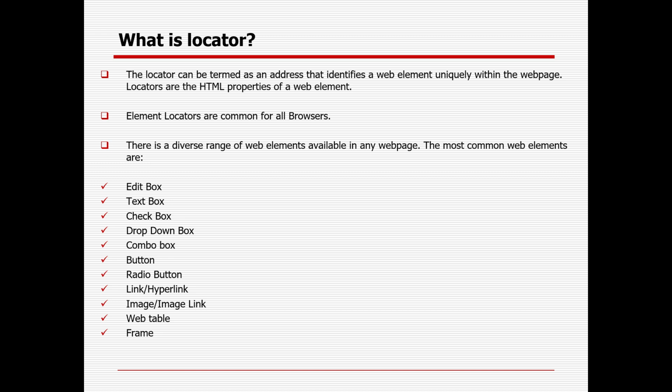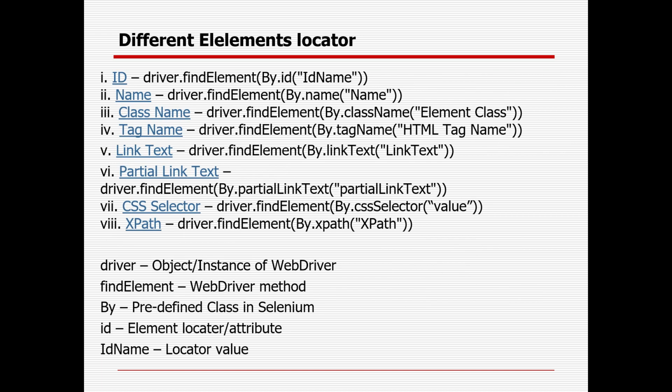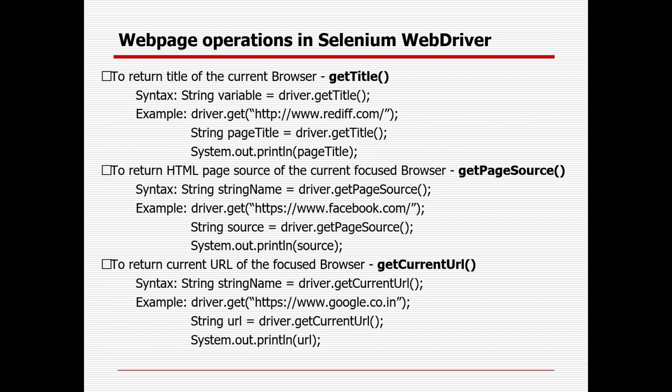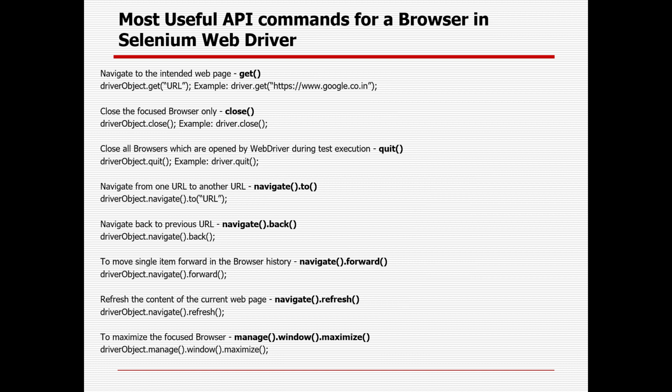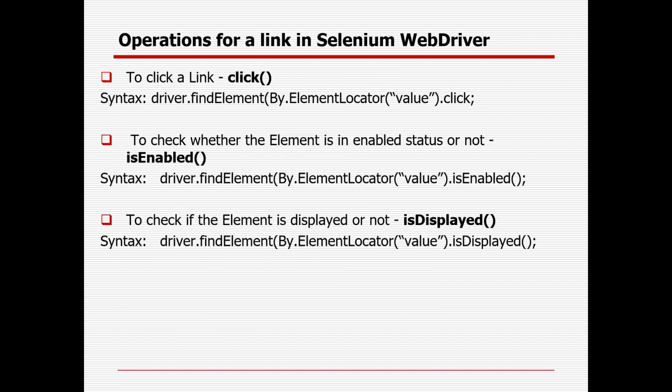Then different element locators are available: ID, name, class name, tag name, XPath, CSS. You can get the title of the page, the URL, the current URL and the source code as well. You can do some navigation operations, meaning you can navigate to another page, back, forward, refresh and quit the browser. And these are the different important methods available to deal with elements, especially the WebEdit box and the link.